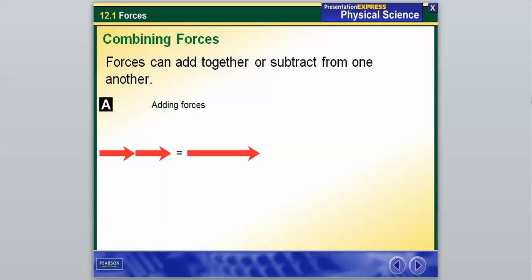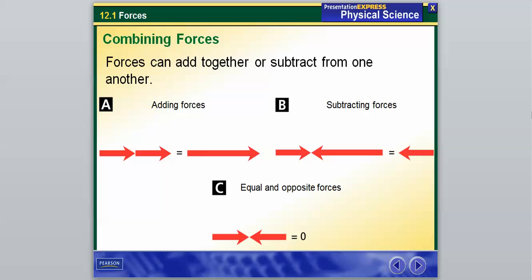And just to wrap it up, you can add or subtract forces. If they're in the same direction, we add them. Opposite directions, we subtract them. And if they're equal and opposite, they're going to cancel each other out. They're going to be 0. So forces follow the exact same rules as the velocities we used. They're both vectors here. We add them together, we subtract them, or they can cancel out altogether.